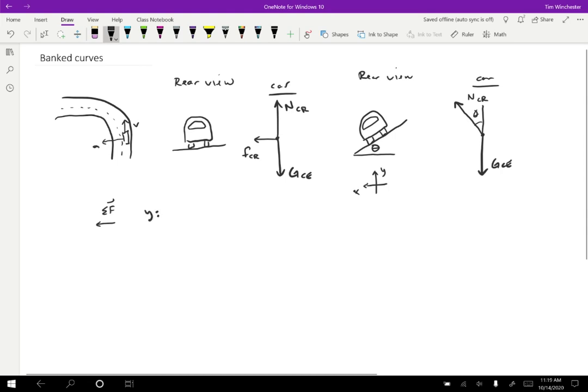So in the Y direction, a component of the normal force is going to be upwards. That's going to be the normal force on the car by the road times cosine theta. And that's going to be upwards while the weight is downwards. So the gravitational force on the car by the earth is downwards.